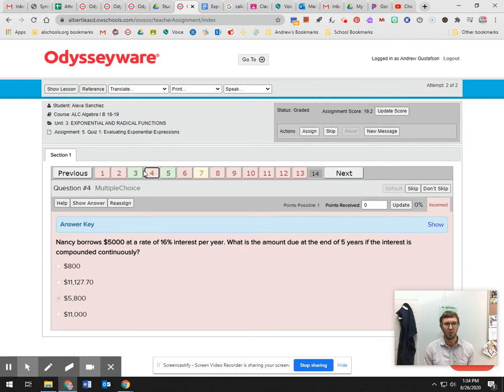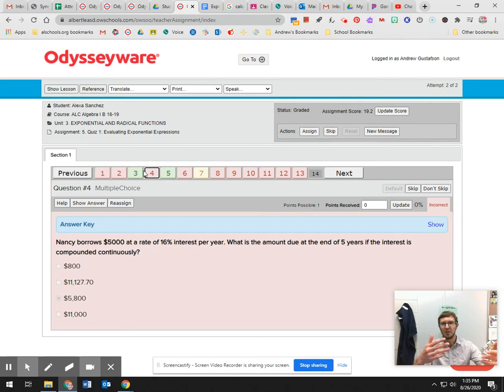Let's look at this one, number 4. So it says that Nancy borrows $5,000 at a rate of 16% interest. That's a big interest rate. Home loans right now are around 3 or 4% interest. Car loans usually in like the 5, maybe 10, but 10% interest is high. 16% interest is ridiculous. And they want to know, what is the amount due at the end of 5 years?